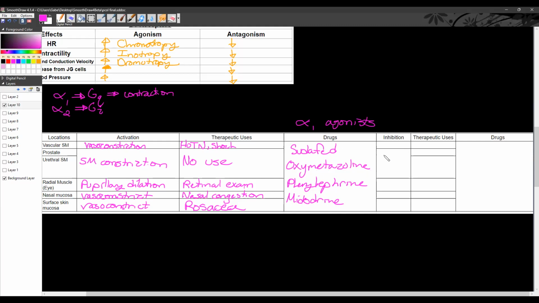All right. Just to quickly go through these, inhibiting the vascular smooth muscle through alpha-1 is going to give us vasodilation. Here we're going to have smooth muscle dilation. We're going to have pupillary constriction. Then we have vasodilation here. So what would be the benefit of using an alpha-1 antagonist in terms of vasodilating blood vessels? What would be the benefit here?